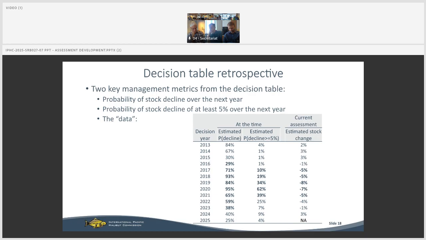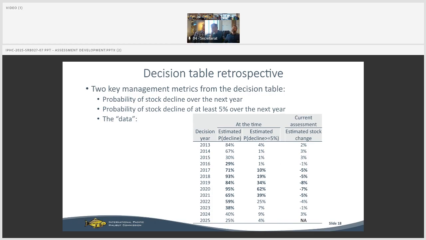On the right-hand column is the estimate from the current stock assessment of what actually happened in each of these decision years. So you can see we don't have a lot of contrast. It's not like the stock has gone up and down by a large amount in each of these years. We do have 2 years, well, actually 4 years where the stock changed by at least 5%, but it was only between 5 and 8% down in those years.